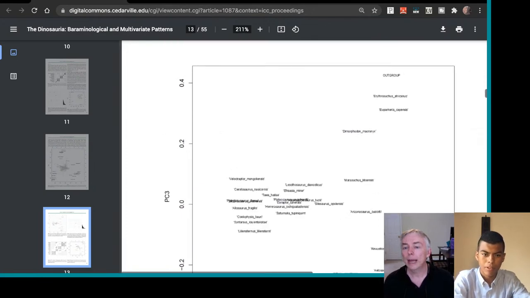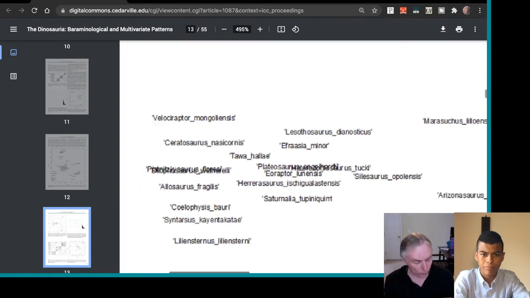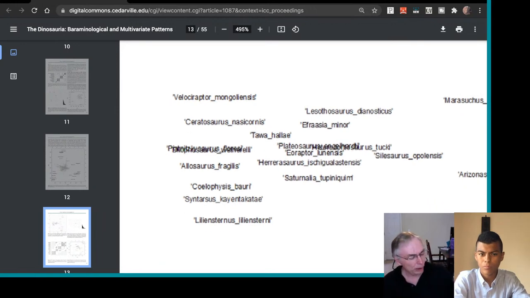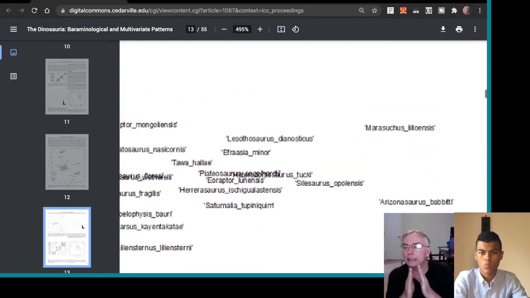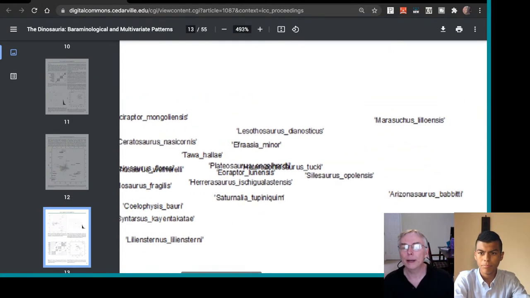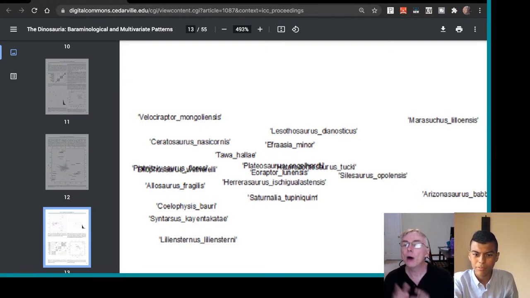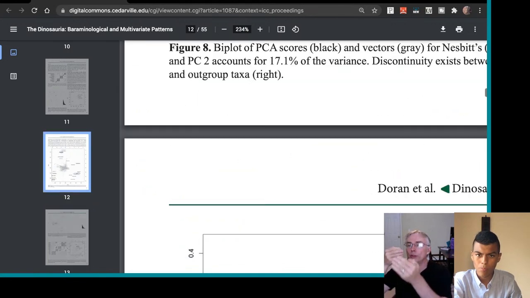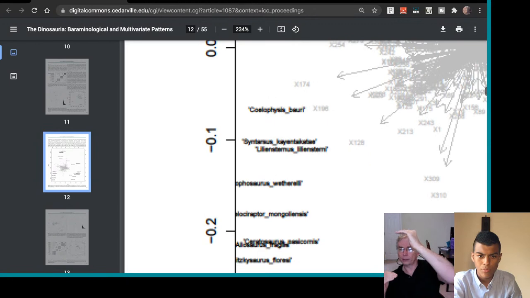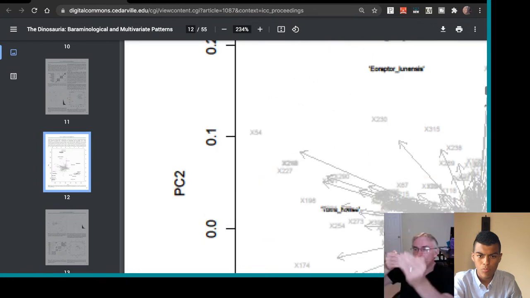At least Herrerasaurus looks more similar to Eoraptor than, say, Saturnalia or Velociraptor do, which have more distance, more space between them. I also see that Plateosaurus is very close to Eoraptor. It is. On the other diagram we were looking at, I didn't see Plateosaurus nearby, so that might be one of those examples where changing the axis perspective has that effect as well.